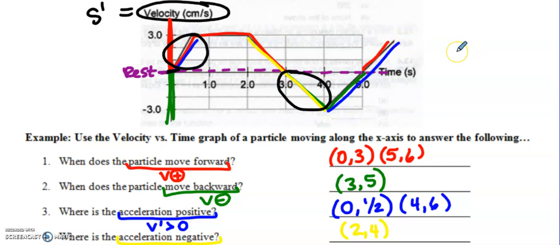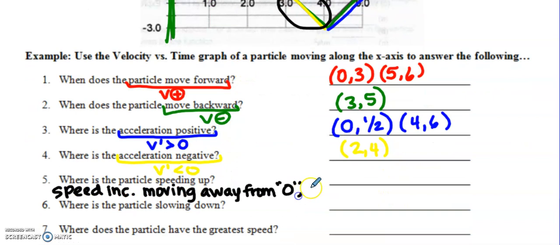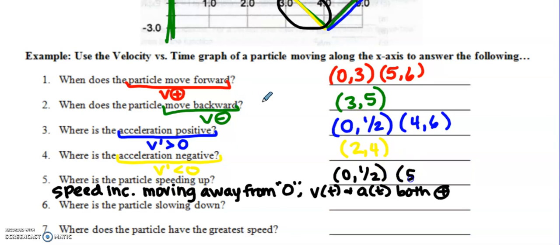Okay. And then I'm back to moving away over here. So let's think about what these things have in common. The blue and the red means that velocity is positive and acceleration is positive. So we're going to speed up when v and a are both positive. So that's going to be between our 0 and 1/2, and then again between 5 and 6.